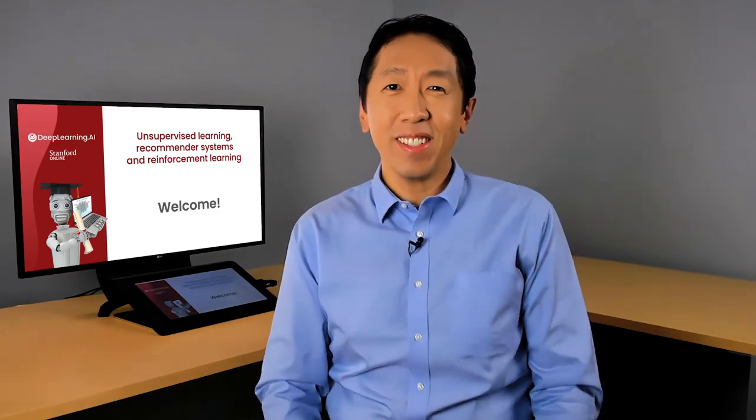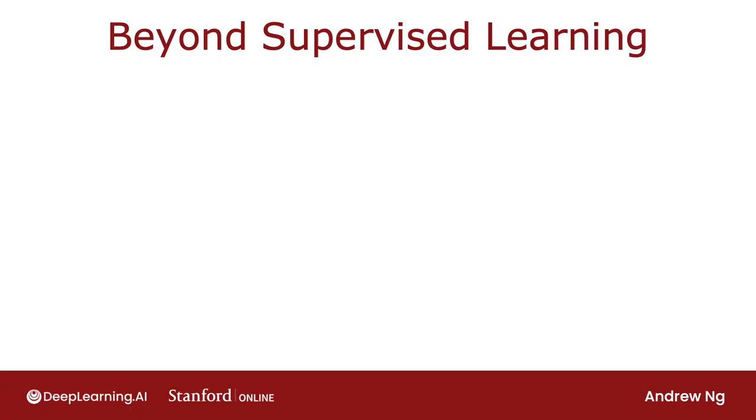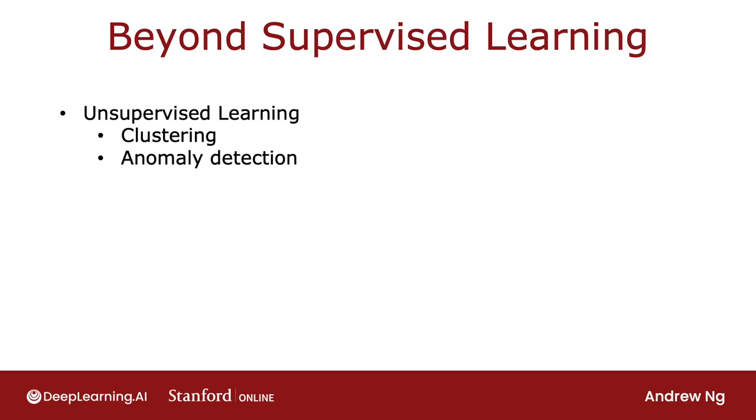Let's take a look. This week, we'll start with unsupervised learning, and in particular, you learn about clustering algorithms, which is a way of grouping data into clusters, as well as anomaly detection. Both of these are techniques used by many companies today in important commercial applications. And by the end of this week, you'll know how these algorithms work and be able to get them to work for yourself as well.